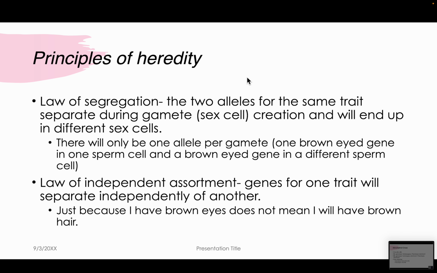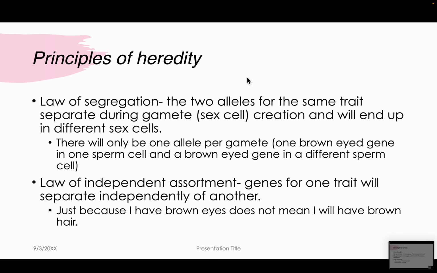So then we have the laws of heredity. The law of segregation says that two of the alleles for the same trait will separate during creation of gametes, and end up in different sex cells. Basically, when you're creating a gamete, you're putting one version of an allele in it. Let's say I'm a heterozygote for green and yellow seeds. My allele for my dominant green seeds will go to one gamete, and then my allele for yellow seeds will go to another. So it just has to split.